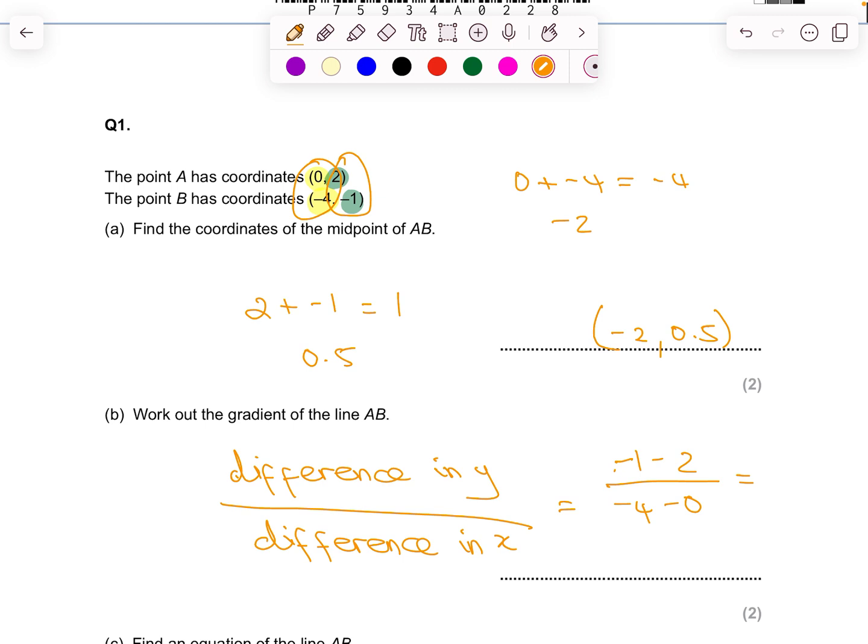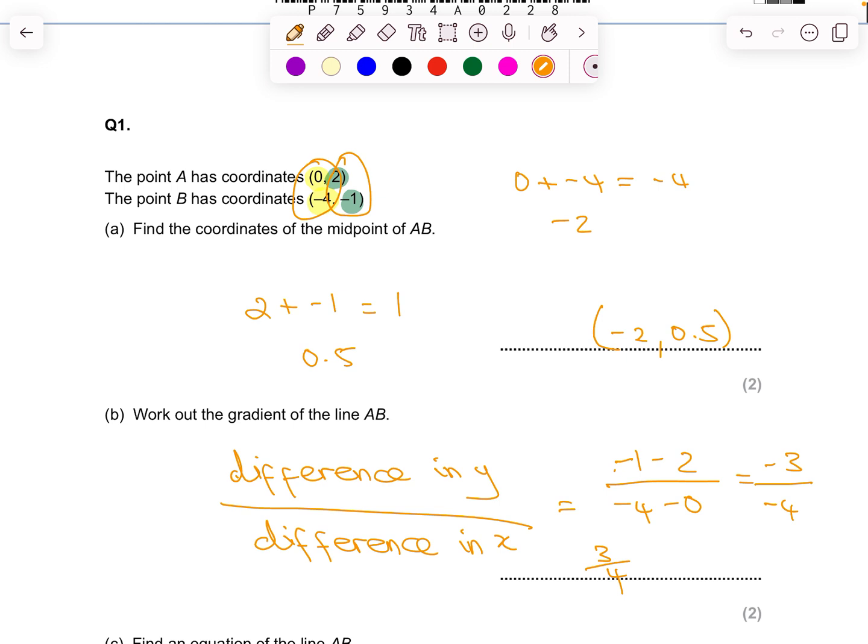That gives us minus 1, take away 2 is minus 3. And minus 4, take away 0 is minus 4. So it's positive 3/4 because we're dividing a negative by a negative. So it's just 3/4. If you put 0.75, that is also fine.